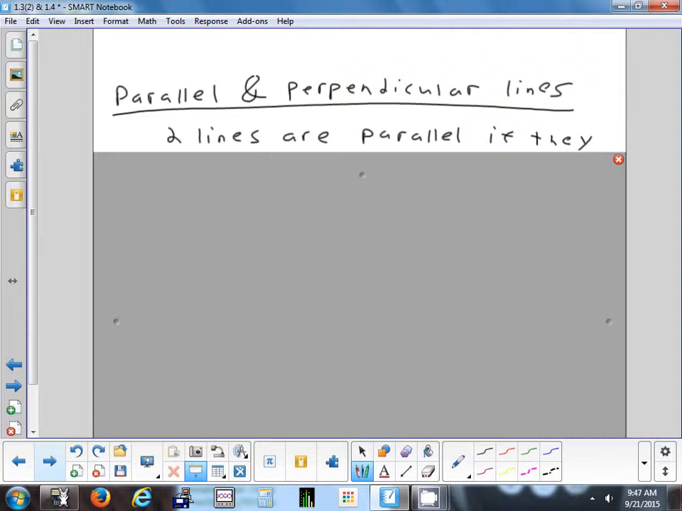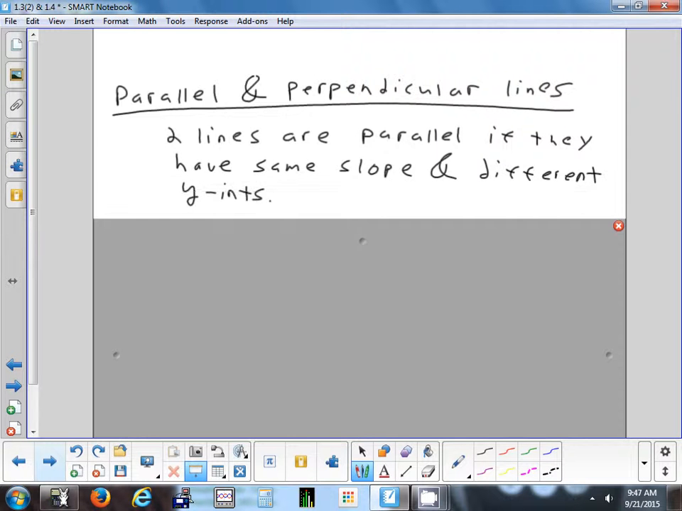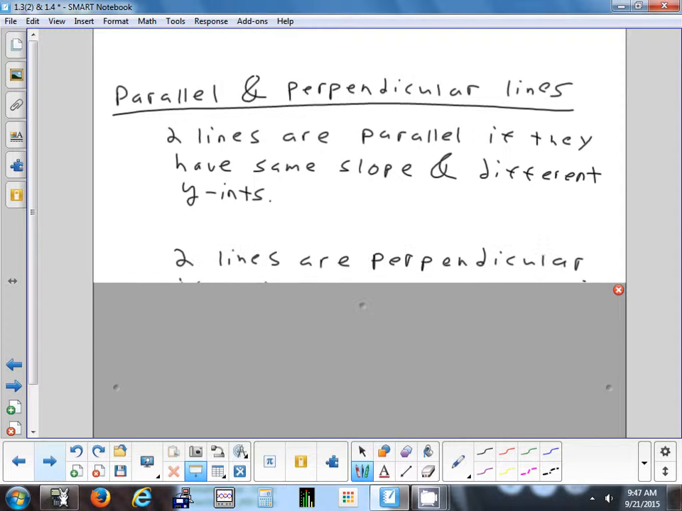Okay, parallel lines. We'll go over that real quick. For 2 lines to be parallel, what has to happen? Same slope and one other thing. Different y-intercept. What if they were the same slope, same intercept? Then they're the same line. Okay. So 2 lines are parallel if they have same slope, different y-intercept.